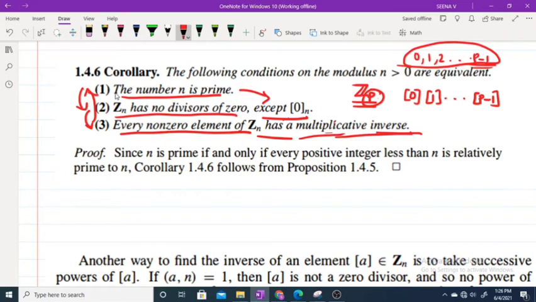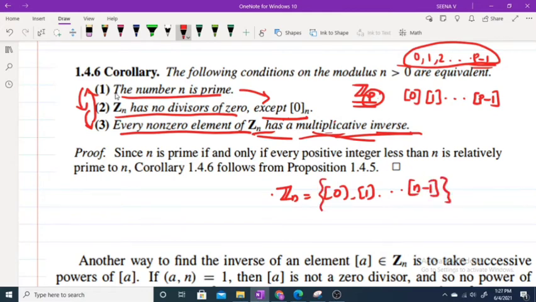Now, suppose every non-zero element of Zn has a multiplicative inverse. What is the meaning of that? Suppose we consider Zn, that means 0, 1, etc., n minus 1. Every element has a multiplicative inverse. Means if you take any a belonging to this, then GCD of a and n is equal to 1 for every a from 1 to n minus 1. If this condition holds, it means n is a prime number. So 3 implies 1.